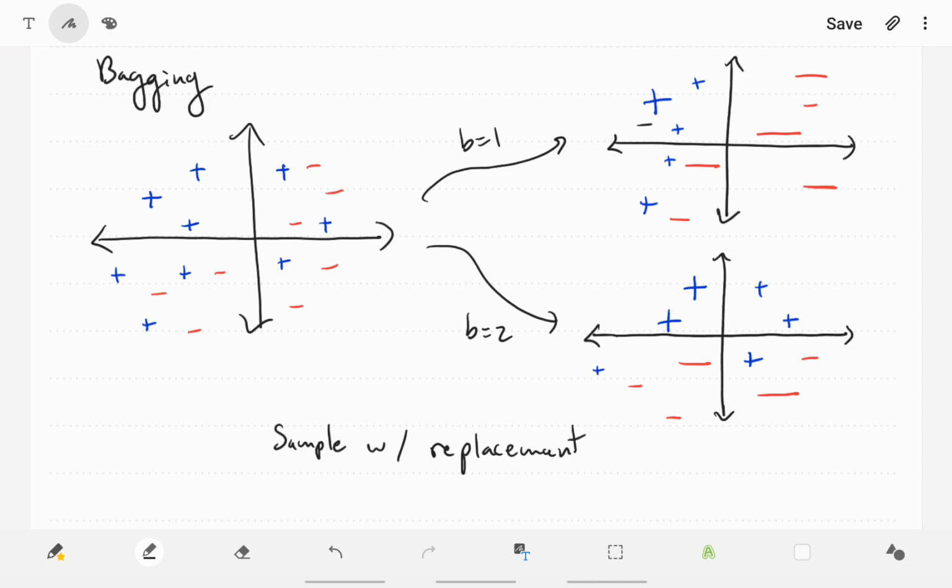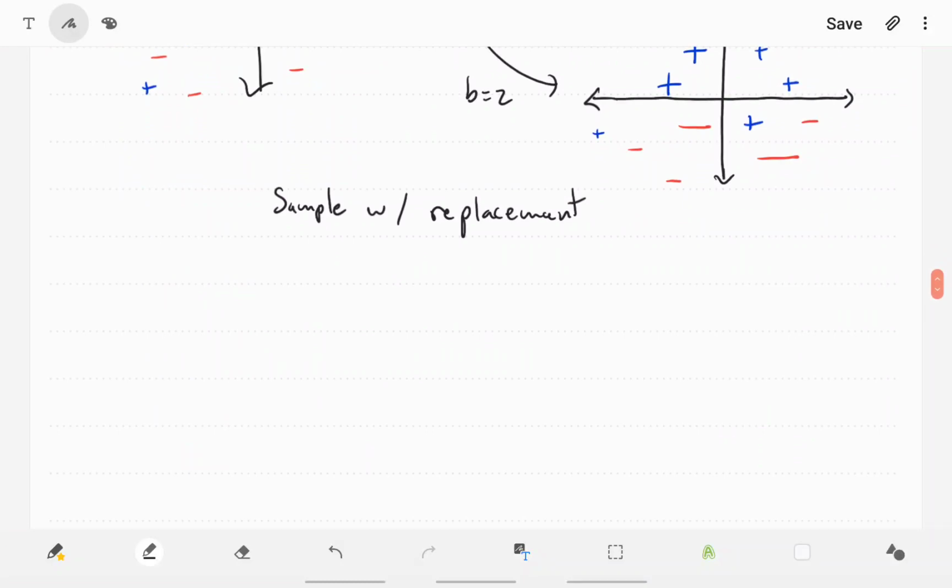Now, if we apply our procedure to each of these different bag samples, sometimes called bootstrap samples, we're going to possibly get different decision trees. Okay, so the basic idea behind bagging, and this sampling of the data set with replacement, is called bootstrapping. So the basic idea behind bagging is that you get bootstrap samples, which is just sampling with replacement.